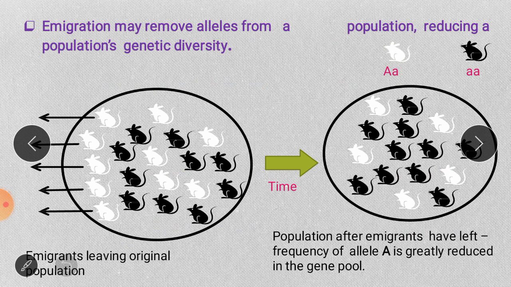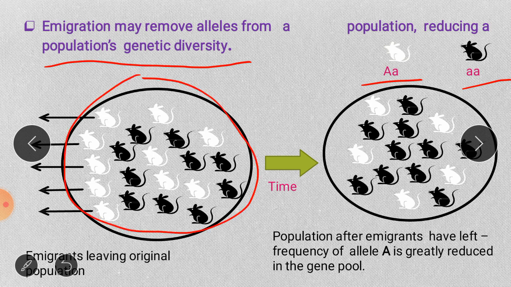So emigration means removal of alleles from a population, reducing population genetic diversity. If emigration takes place, the individuals are going to leave the population. Here we have taken a mice population which has two phenotypes, white and black. White is a heterozygote individual while black is a recessive homozygous individual. So this is your population, and from this population these white color mice are going to move out. They are going to leave this original population.